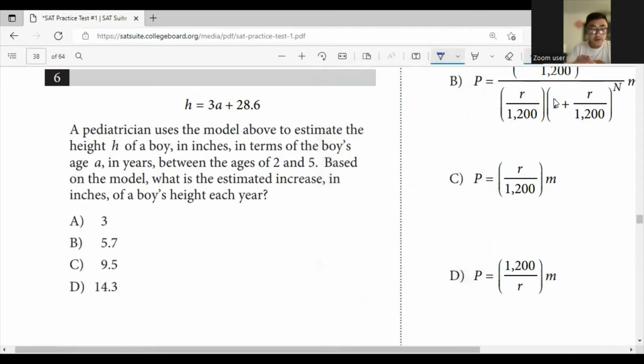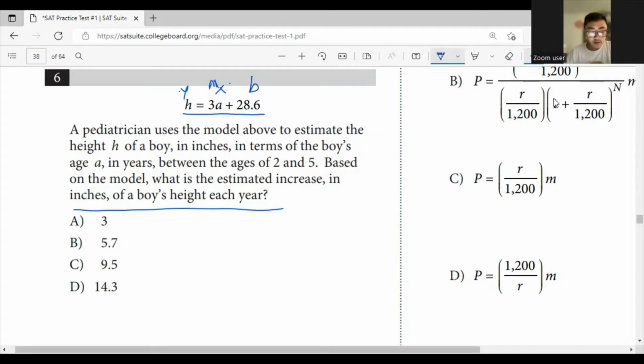Okay, so this is height equals 3a plus 28.6. When I look at this, I'm automatically thinking it's a linear equation. How do I know that? There's the y variable, there's your x variable, here's your slope, m, and then this is b. So what are we actually being asked right here? Based on the model, what is the estimated increase in inches of the boy's height each year?